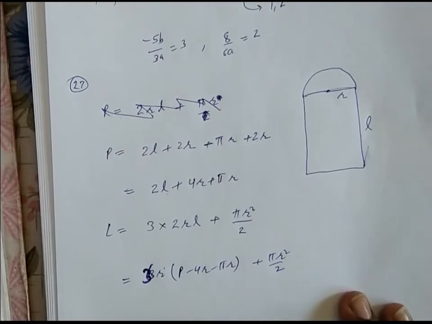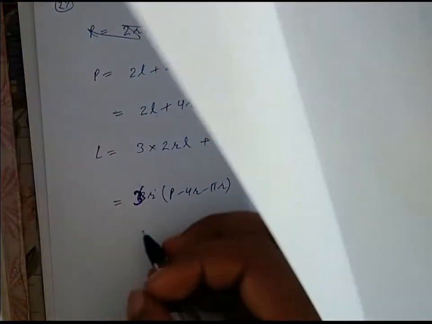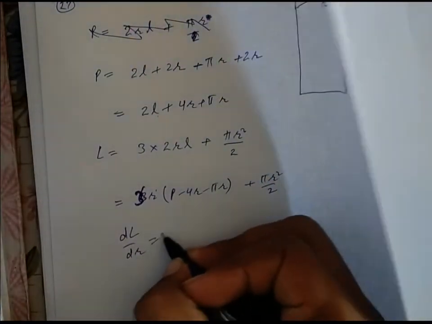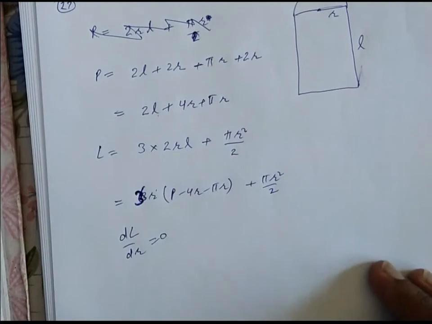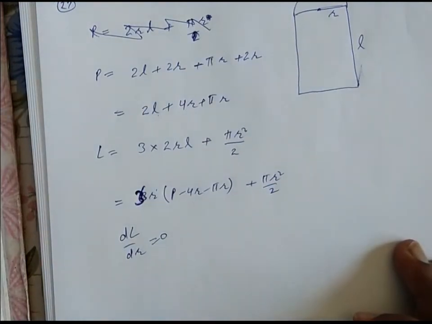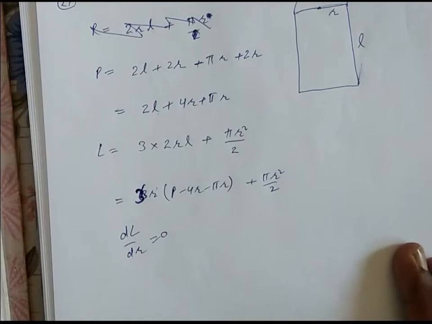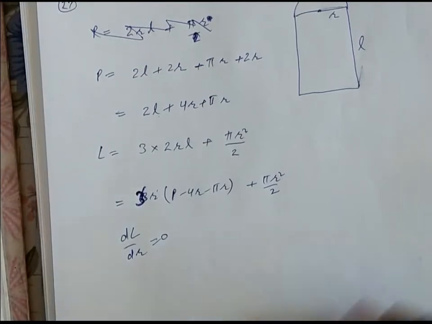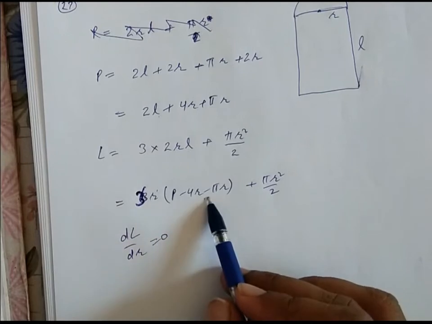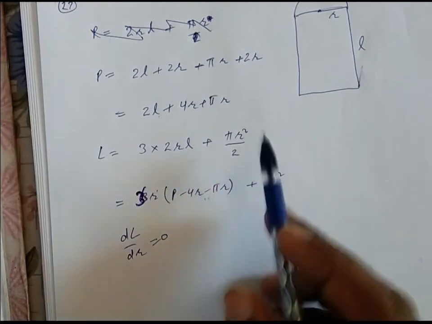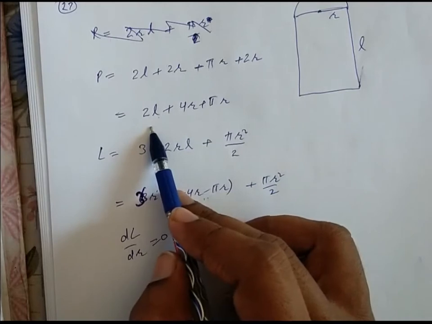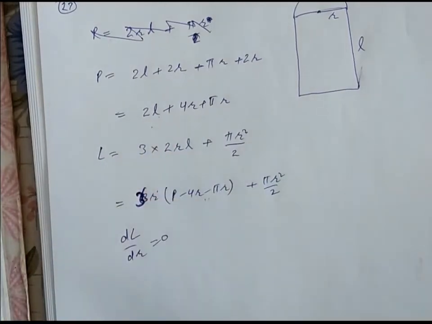So if the maximum light is to be transferred, then dl by dr is equal to 0. From this we can find the value of r in terms of P, and if we can find the value of r in terms of p, put the value over here, we'd find the required ratio. Moving on to the next question, question number 28.